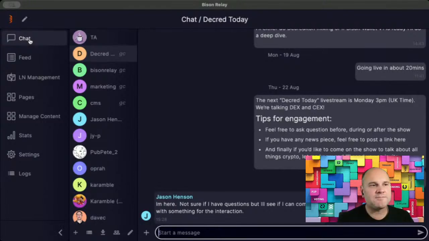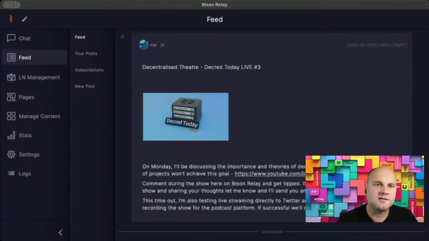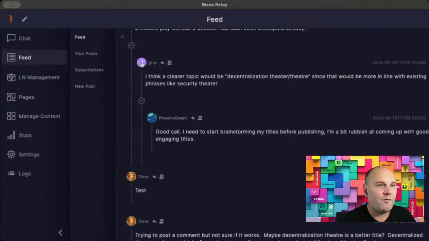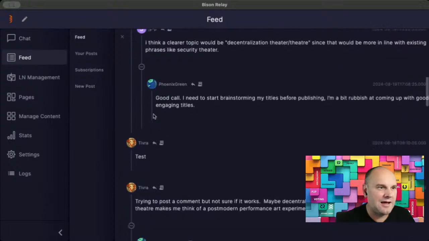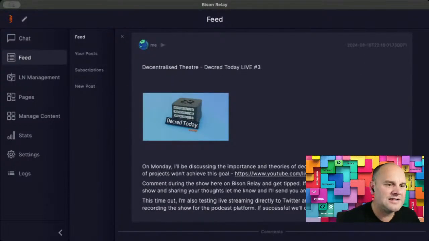So this is Bison Relay. So this is a chat area. We've also got a newsfeed area, which is like our social media area, where you can actually kind of post news feeds, post anything you want. Oh, I forgot to put the Decred Today live on. I'll do that later. But yeah, you can literally post and you can comment. And once again, if I want to tip somebody, I can just click on their name and I can tip them. It's absolutely amazing.